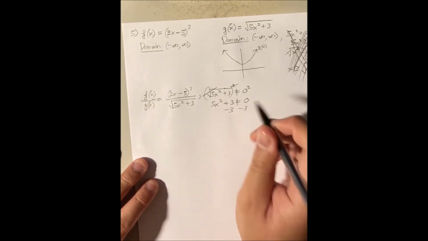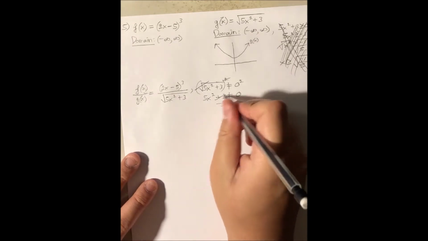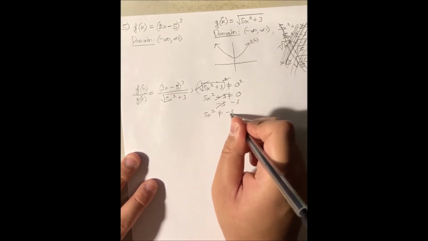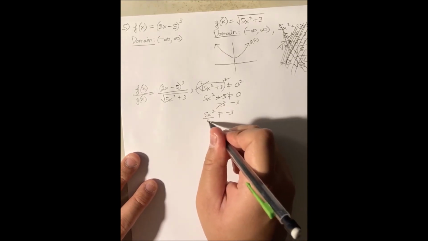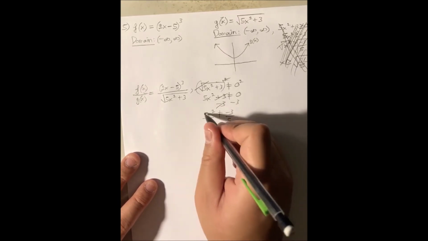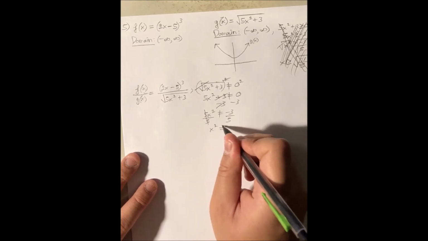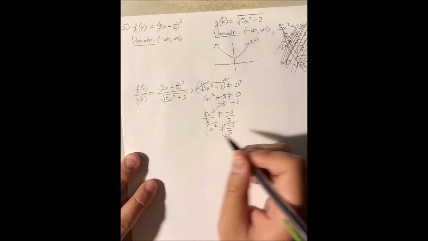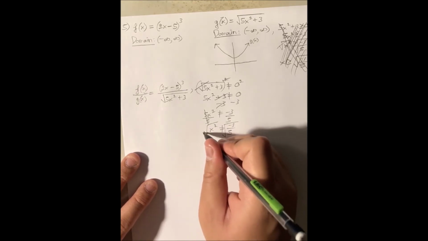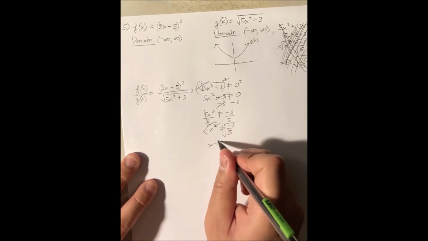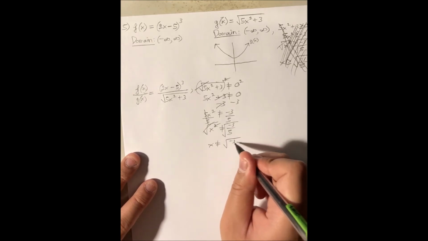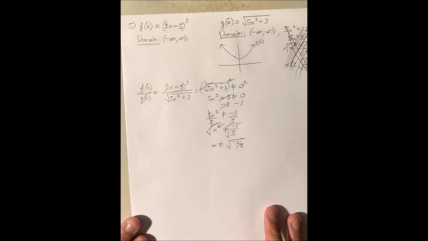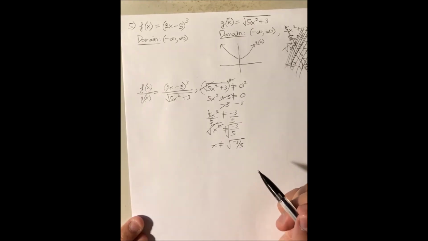Subtract 3 from both sides. We have 5x squared cannot be equal to negative 3. Divide both sides by 5. We get x squared cannot be equal to negative 3 over 5. Take a square root to get x by itself and to get rid of the exponential power of 2. I get x cannot be equal to the square root of negative 3 over 5. But hey, again, we cannot have any negative number underneath any even radical.